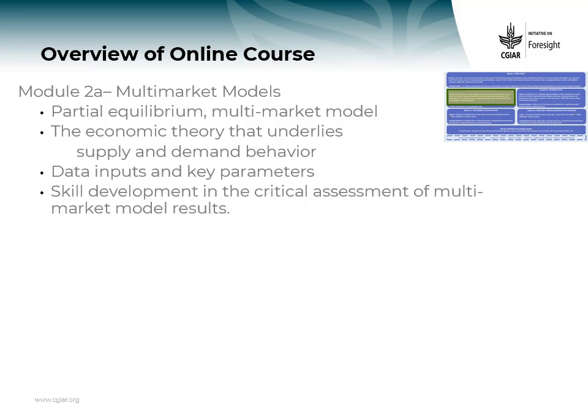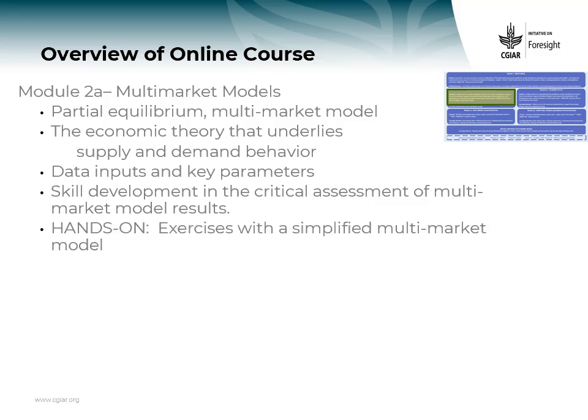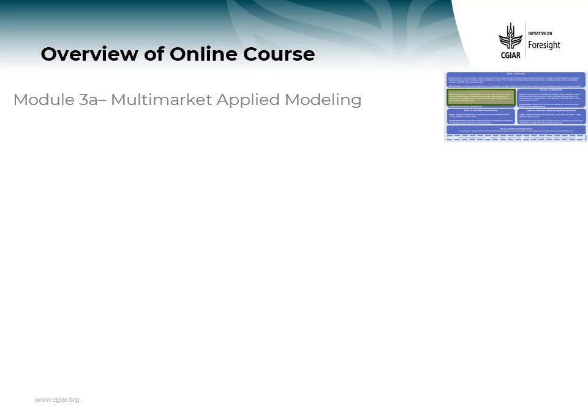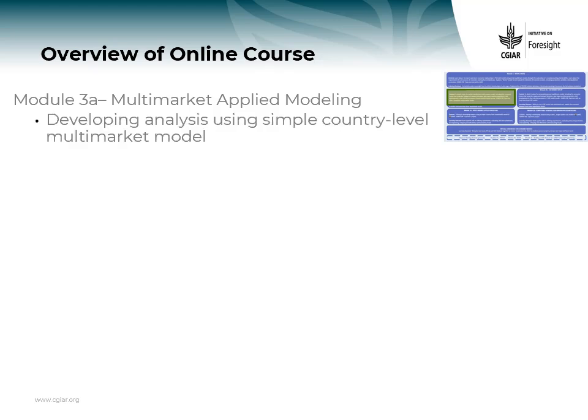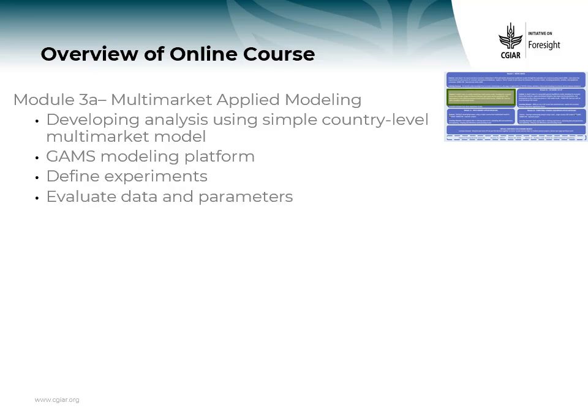There will be hands-on exercises with a simplified multi-market model. Participants completing this module will have the ability to run a multi-market model and understand and explain the economic behavior that drives experiment results. The second multi-market module provides training in developing analysis using a simple country-level multi-market model in the GAMS modeling platform. This module is targeted at potential modeling specialists. Participants completing this module will build applied skills in defining experiments, evaluating data and parameters, and explaining, critiquing and effectively communicating results.